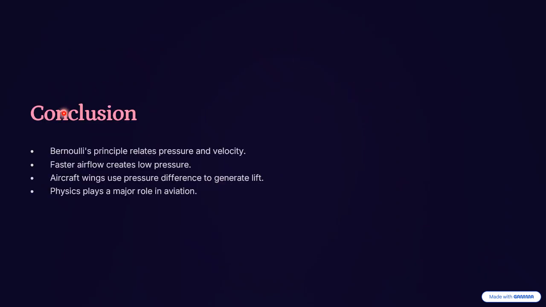To conclude, Bernoulli's principle has helped explain the relationship between pressure and velocity in a moving fluid, and we have observed that faster moving air creates lower pressure while slower moving air creates higher pressure. Aircraft wings use the very same principle very effectively to generate lift through pressure difference. Thus, this concept from fluid dynamics has become one of the most fundamental reasons why modern aircrafts are able to fly.